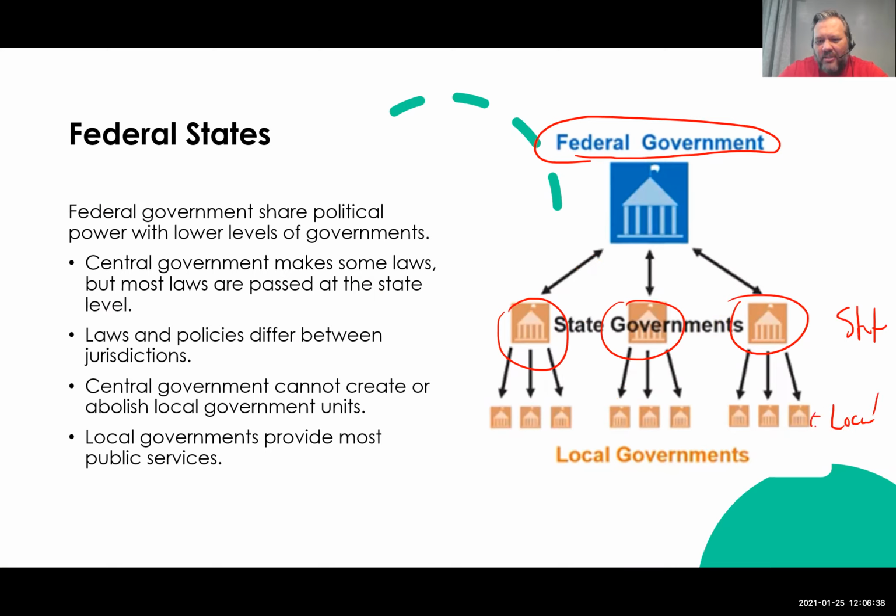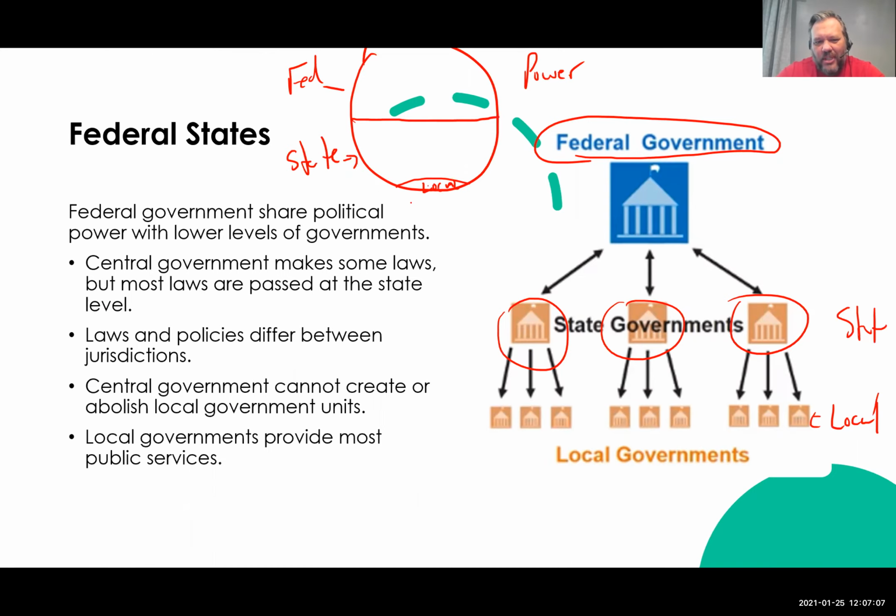And so let me show you, and this is why this is a kind of a cool system. So imagine that this circle represents power, right? And so if we have a unitary system, you have the local people down here. They would have some power, not a whole lot, but then the central government up here would have all of it. And so the way that we do it and the way other federal systems do it, we say, look, the federal government, you guys have half the power, roughly. The state, you guys have almost half the power, and local, you guys have some.